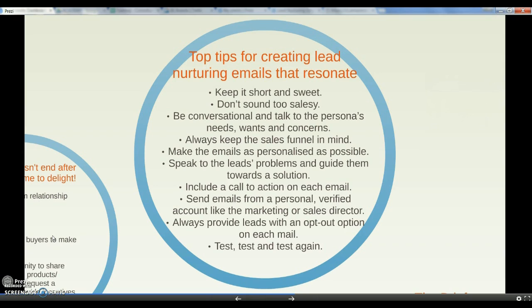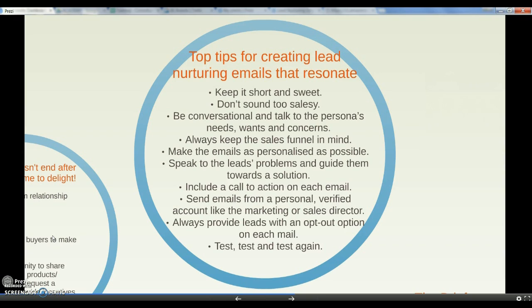The second very important point is not to sound too salesy. The thing is, people get a lot of spam on a daily basis, so you really want to ensure that you are providing them with value. The next one, always be conversational. You want to talk to the specific persona's needs, wants, and concerns. So it is a very personalized message. And then always keep the sales funnel in mind. Even though this will be given to you in the lead nurturing email brief, just ensure that you know the stage the lead is in.